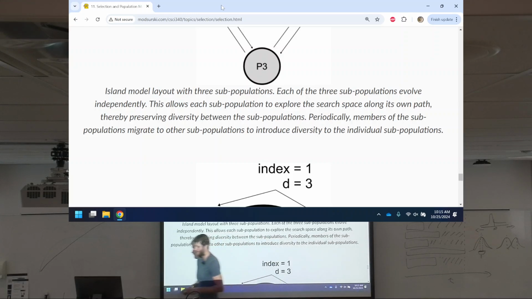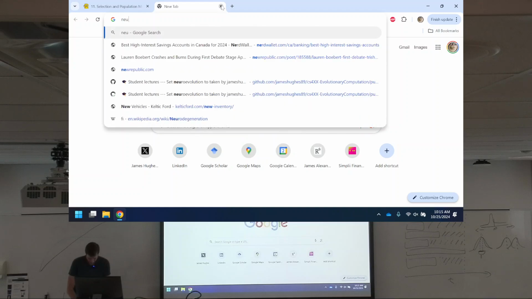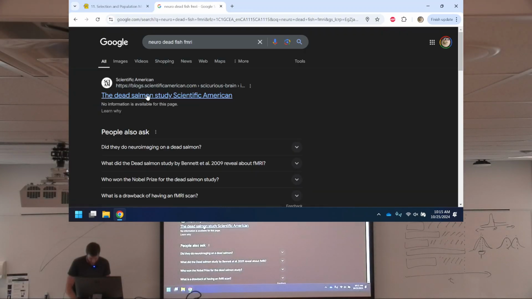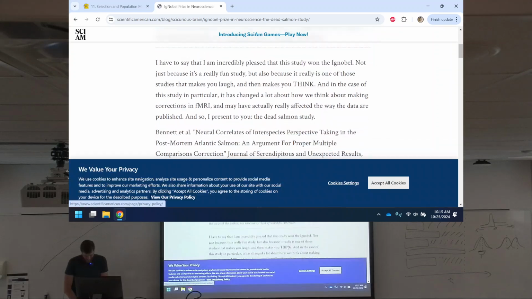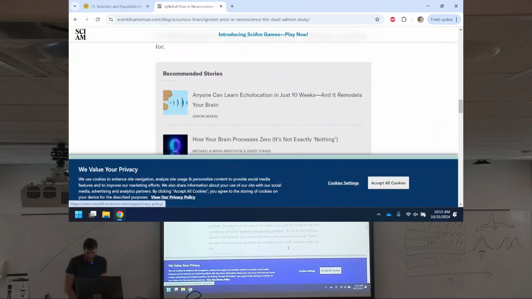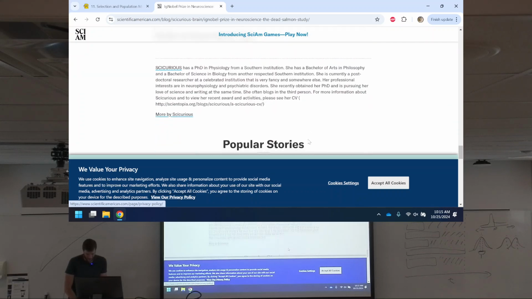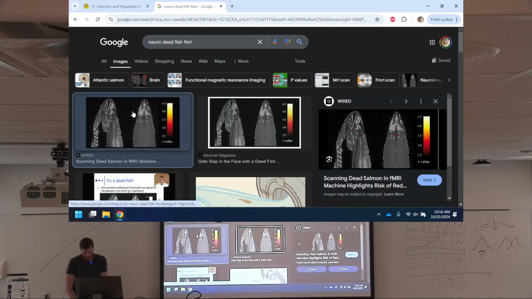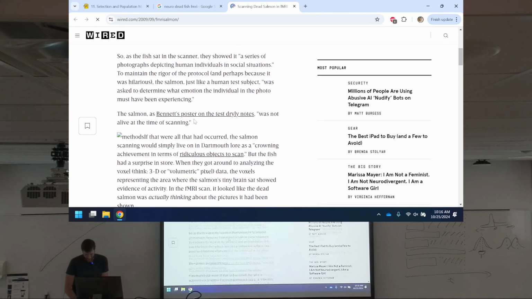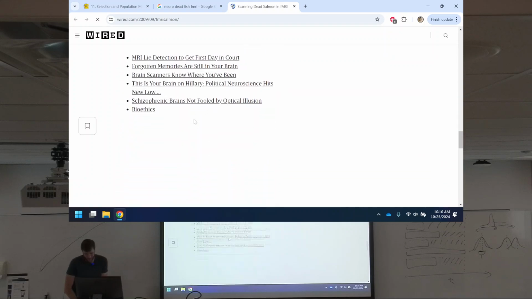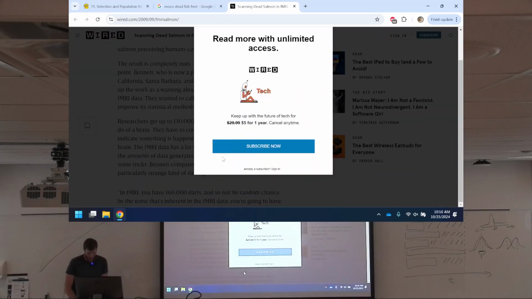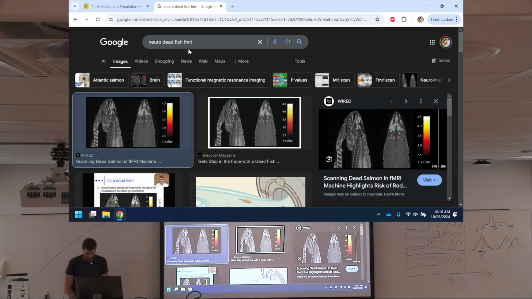There was a famous, it wasn't a paper, it was like a poster presentation. Dead fish fMRI. The dead salmon study. Yeah, here we go. They put a dead fish, a dead salmon, in an fMRI and did all the statistics that the neuroscientists like to do. Where are the pictures? Why can't I get the pictures? My God. The internet is terrible now.